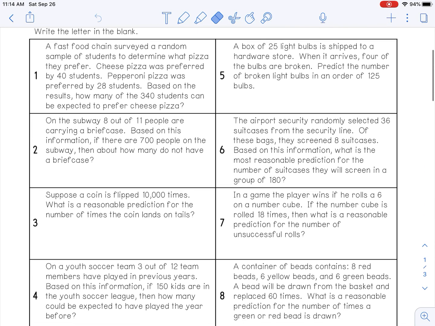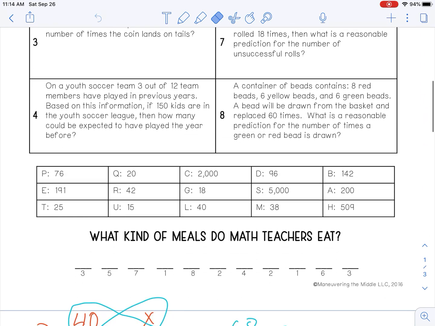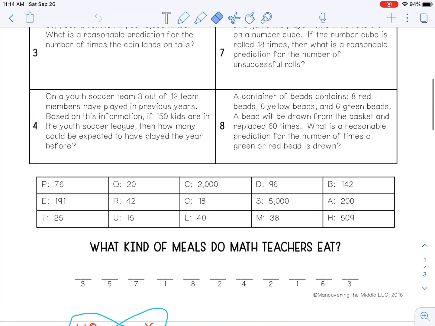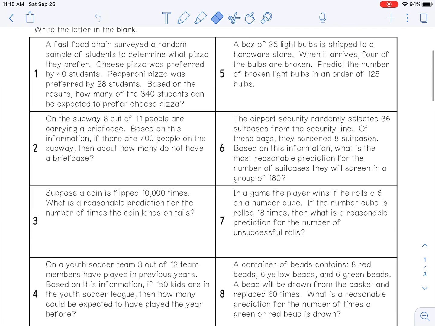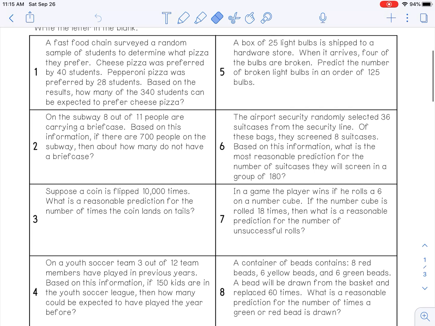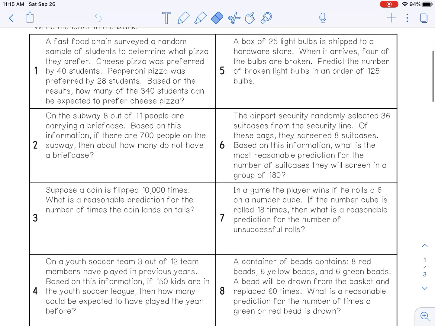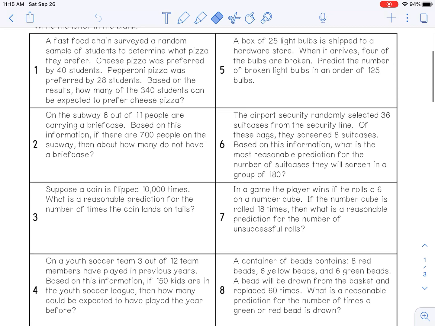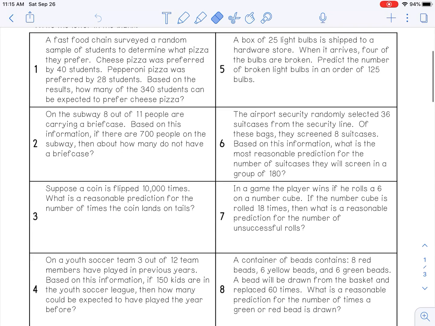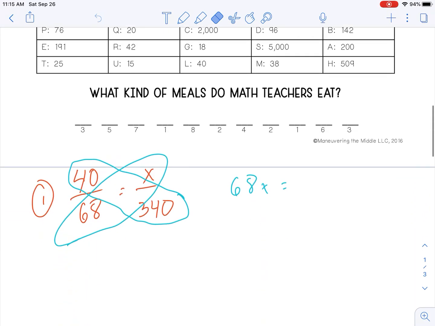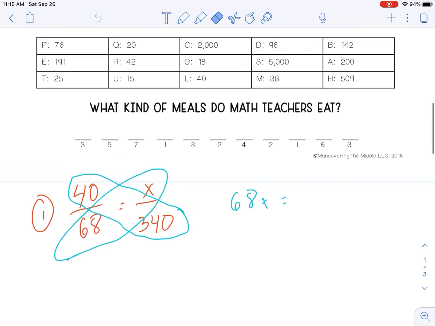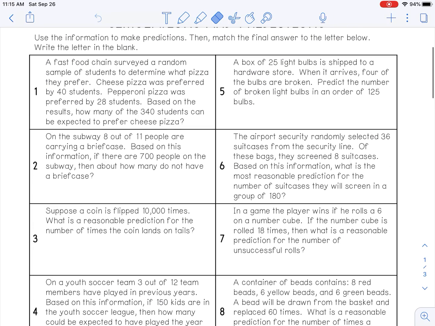So as we look at a couple of these here, we have all of our answers at the bottom, right? And so here's our first one for our fast food chain, doing some surveys on their pizza for cheese and pepperoni. So they surveyed students and they said 40 of them like cheese and 28 like pepperoni. So you have to add that total up to get your 68. And of that, we want to know how many students prefer that cheese pizza, okay? And we're going to make a prediction for your 340.